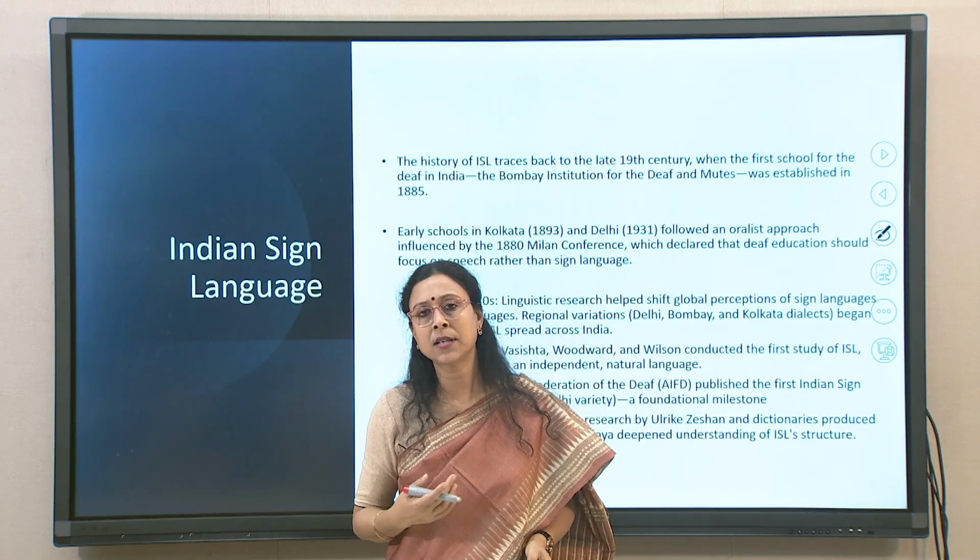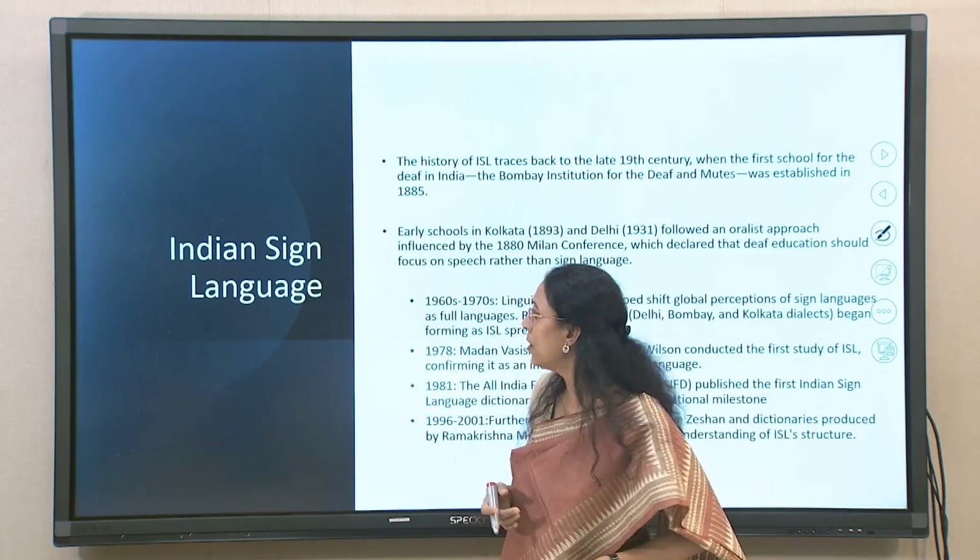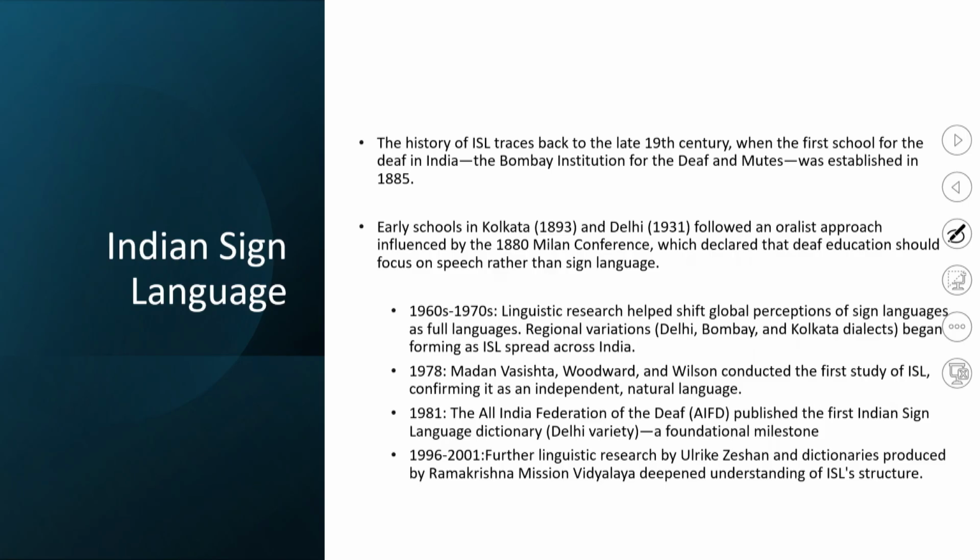So, Indian Sign Language is now established as one of the important sign languages in the world. So, the history of ISL traces back to the late 19th century, when the first school for the deaf in India, the Bombay Institution for the Deaf and Mutes, was established in 1885. Early schools in Kolkata and Delhi followed an oralist approach influenced by the 1880 Milan Conference, which declared that deaf education should focus on speech rather than sign language, because they were the products of their time. So, even though they had schools and there were some efforts, the focus was different.